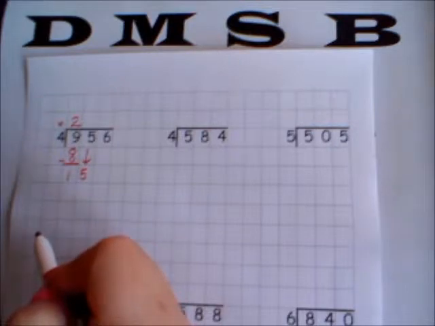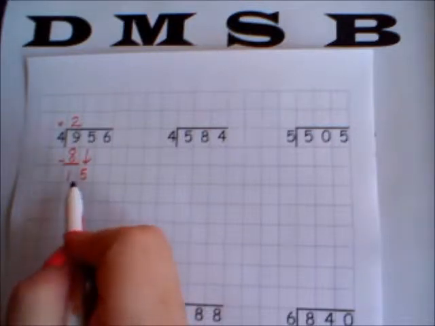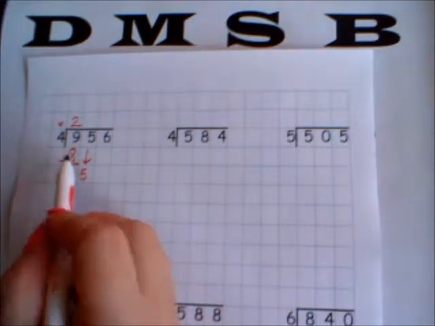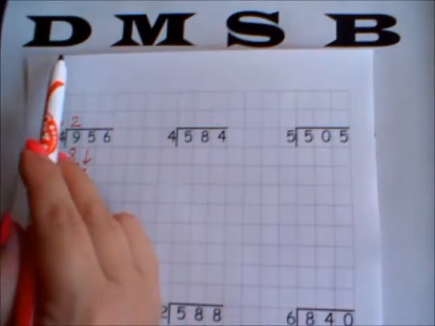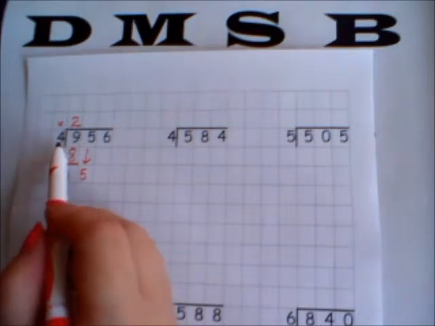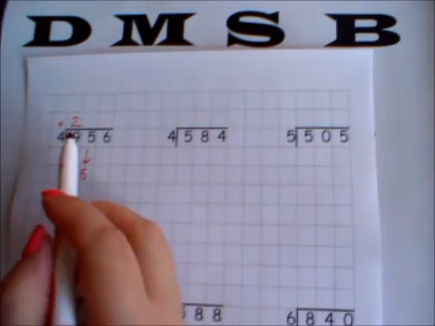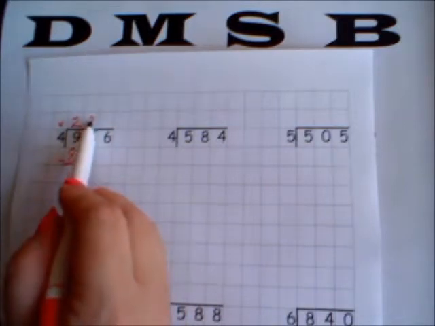All right, now we're going to ask how many times 4 goes into 15. We're dividing again. We started our loop over, right? Okay, so 4 goes into 15 how many times? It goes in 3 times. So we're going to put our 3 up here.